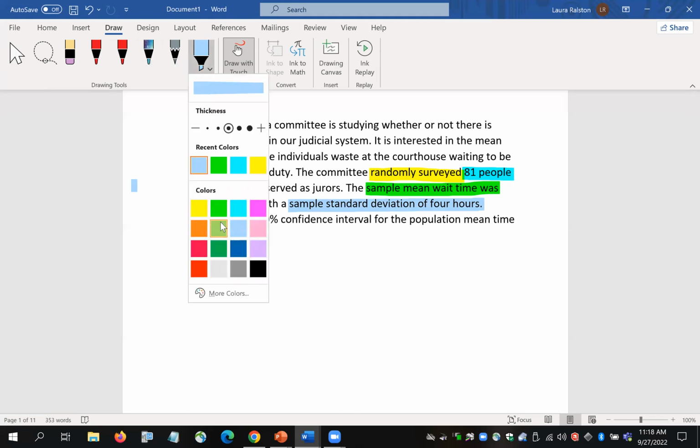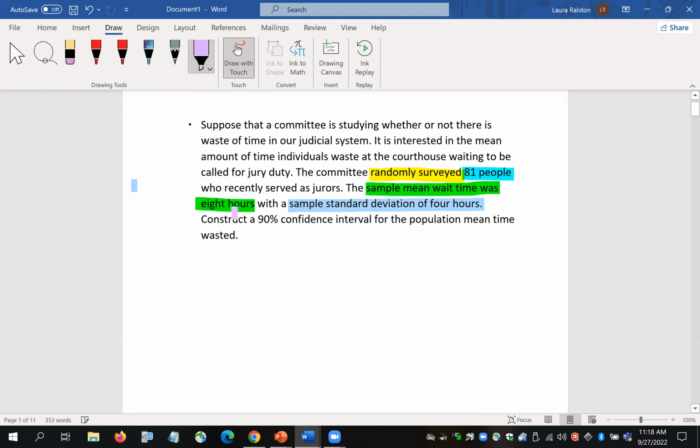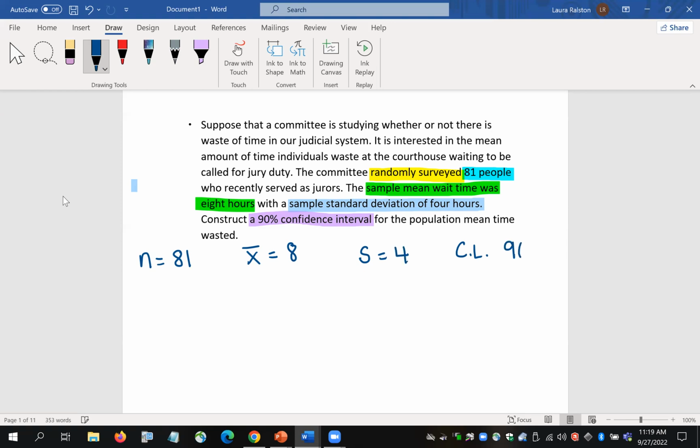And then it asked me to construct a 90% confidence interval. So everything that I need to solve the problem is given, because remember the information you need. You need the sample size, you need the sample mean. In this case, you're going to get the sample standard deviation, and you need the confidence level. So I was told that I sampled 81 people. The sample mean wait time was 8 hours. The sample standard deviation is 4, and the confidence level is 90%.